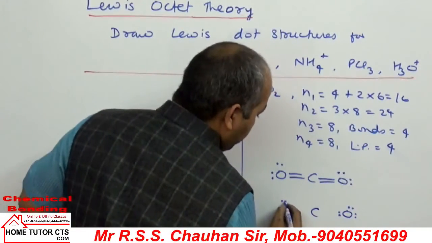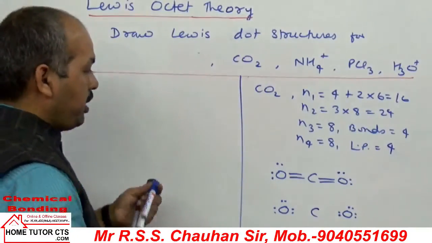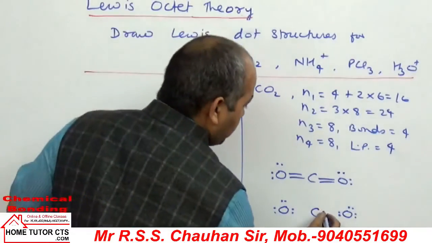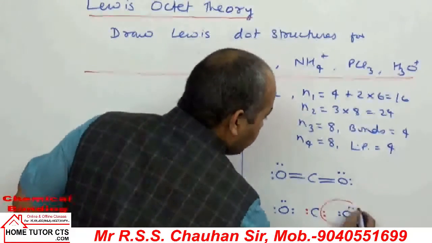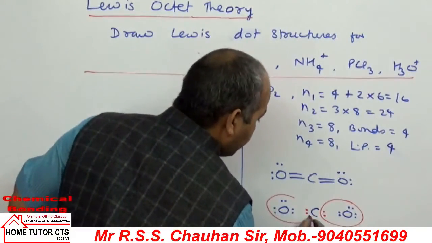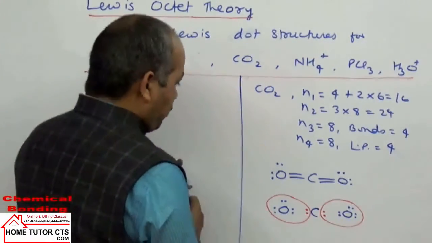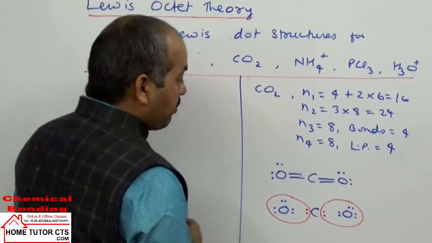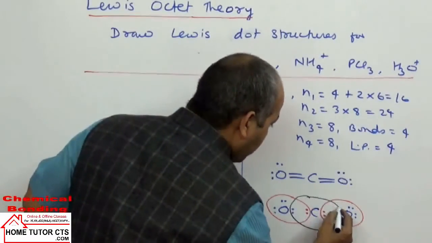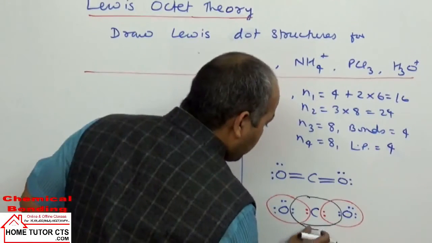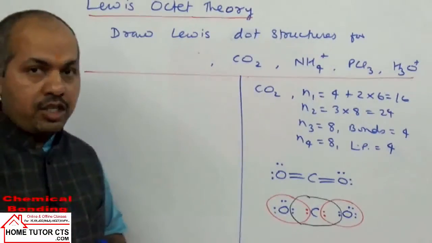Or CO2 can be drawn this way also. One oxygen, second oxygen, each will have 6 electrons in the valence shell. Then carbon will share 2 electrons with each, and carbon can have a complete octet. That is how we can draw the Lewis dot structure for the CO2 molecule.